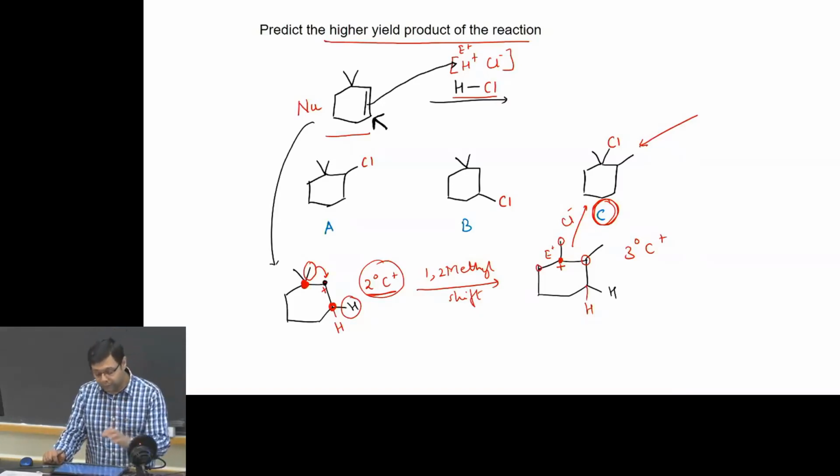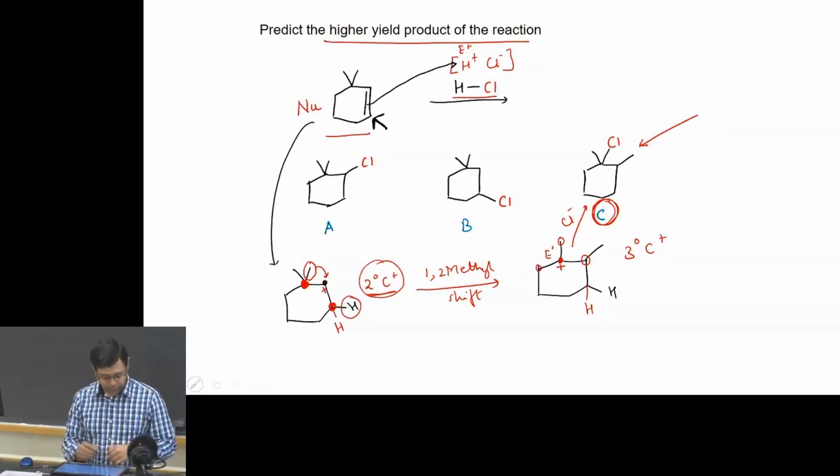All right. So whenever you're writing the product of an electrophilic addition reaction, write the carbocation and check if there is a chance to upgrade the stability of the carbocation through a 1,2 methyl shift or a 1,2 hydride shift. If there is a chance, the reaction will take that path. All right.